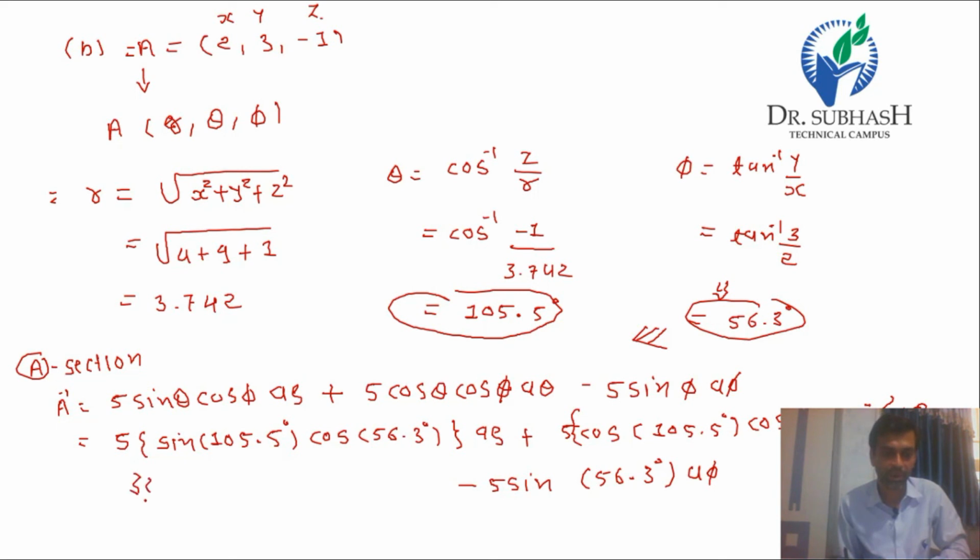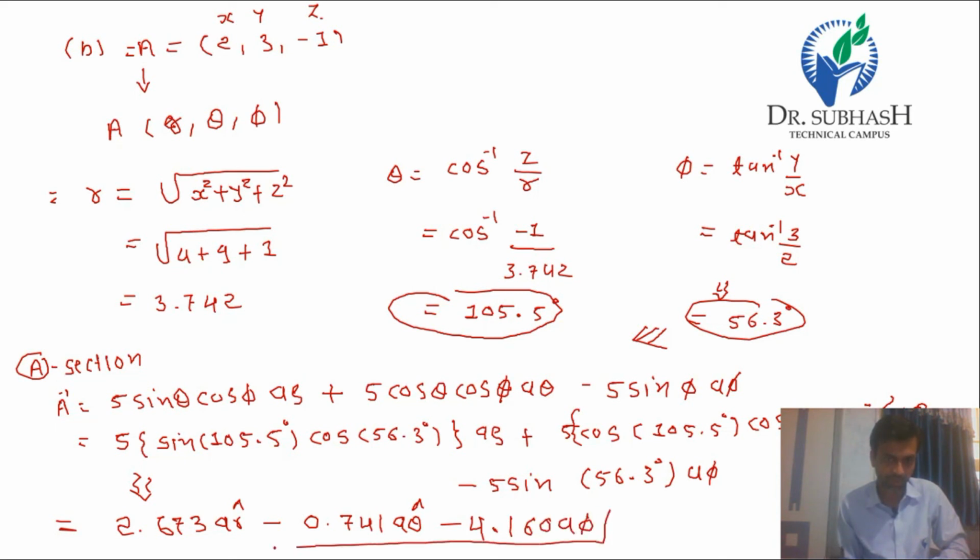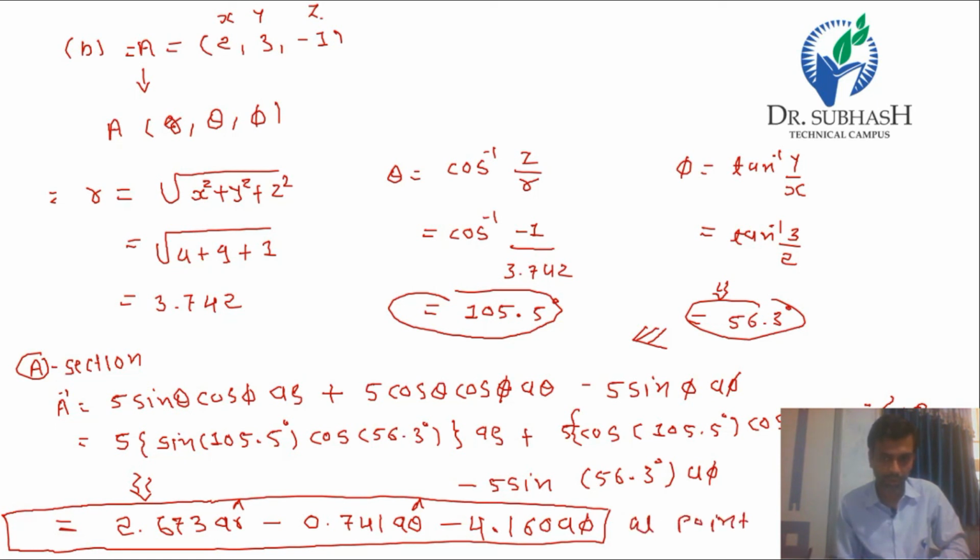If we evaluate by putting in the values of sin and cos, we get the final answer: 2.673 in AR direction minus 0.741 in A theta direction minus 4.160 in A phi direction. This is our final vector in the spherical coordinate system at point A, which is 2, 3 and minus 1.